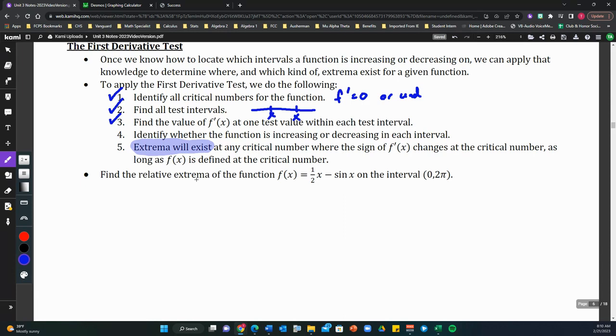Then we're going to identify whether the function is increasing or decreasing in those intervals to help us figure out where these extrema exist. Well, we've already done that. So the very last step, this is the only new part, this is the new analysis, is we're going to take where the function changes direction and apply a new name to it. So our relative extrema will exist at any critical number where the sign of f prime changes at the critical number, as long as f of x is defined at that critical number.